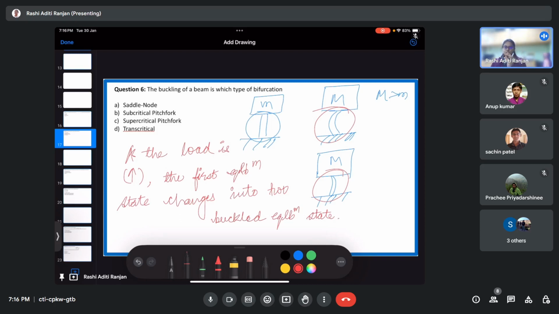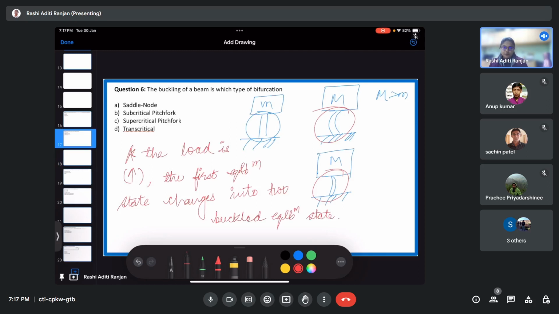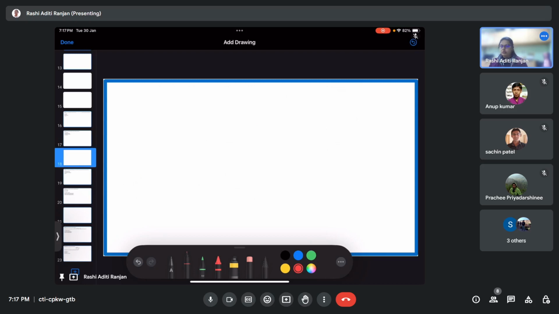There was one equilibrium state earlier. Now with the change of parameter, there is the existence of two equilibrium states, which is different from that of the first one. Okay, so I'm assuming that you people don't know these four types of bifurcations that I have given in the option. So I'll be explaining briefly, not thoroughly, because you'll learn this in the coming lectures. Okay, so the first one is the saddle node.